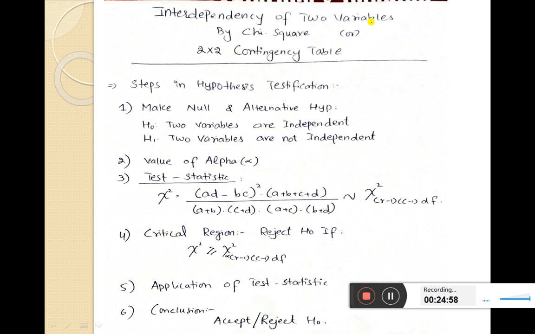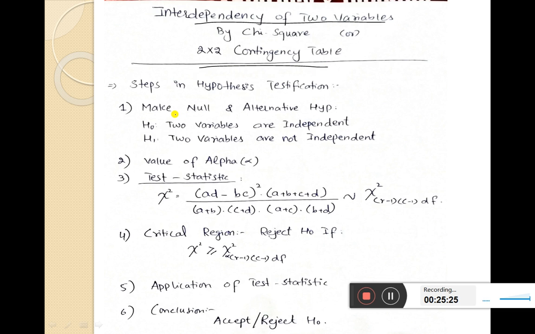Interdependency of two variables simply means that we want to check whether two variables are dependent, associated, or not associated. Is it by the chi-square method? Sometimes it is known as a 2 cross 2 contingency table. It is known as 2 cross 2 because it has two rows and two columns, two variables with two labels.